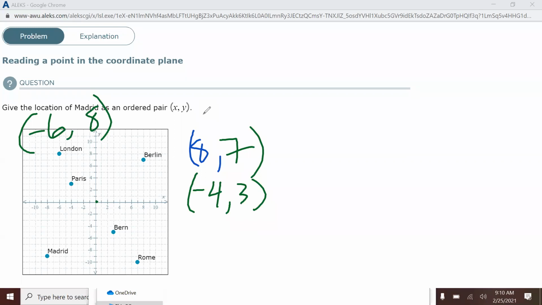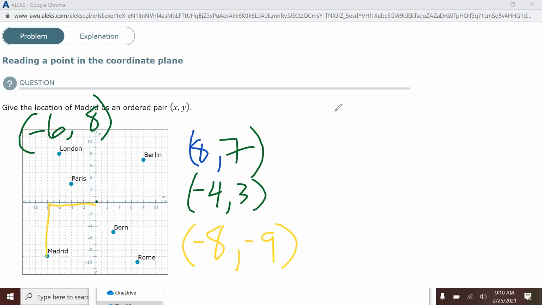What about Madrid? Is in Madrid, Spain. Well, to get there, we go 8 in the x direction, but we go to the left, so it'll be -8. And in the y direction, we're going to go down, so it'll be a negative y value. How far down? Well, we go down 9. And those would be the coordinates for Madrid.